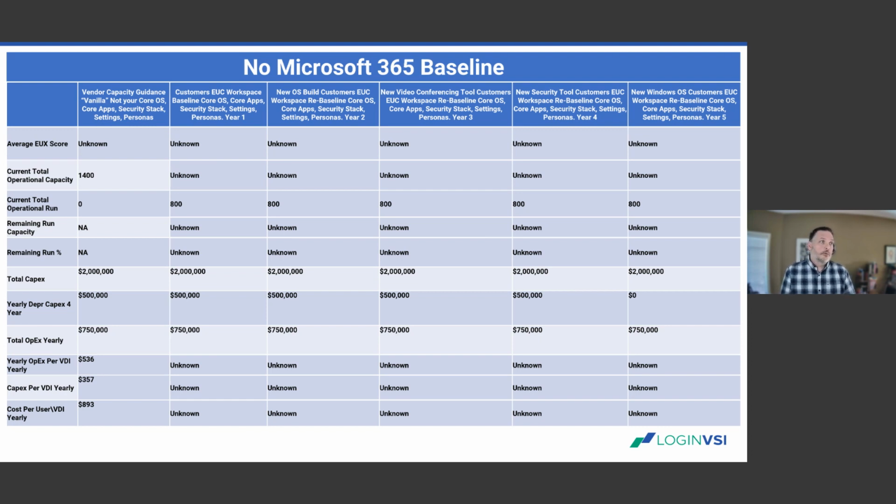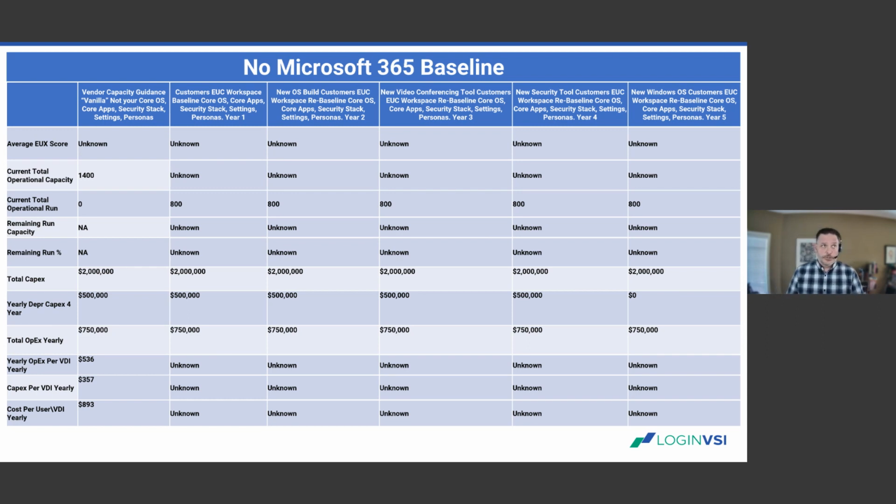Our remaining run capacity, really unknown. Our capex and opex, everything is still static. Those are the things that we paid for in the beginning. But to me, it's kind of an unknown because we still don't know what our total operational capacity is.